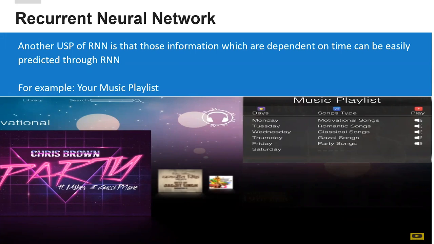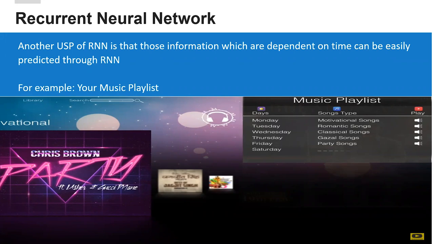Say, for example, I like to listen to motivational songs on Monday, probably if I hit the gym in the morning. Then on Tuesday I want to hear some romantic songs, or on Wednesday some classical songs, or on Thursday you can listen to any other songs as you want. So this is the pattern which my Spotify learns or understands for me as a user. And now it will also recommend me these songs every day. So imagine that if I go to the gym on Monday and I see classical songs as part of my playlist, I would probably not like that user experience, right?